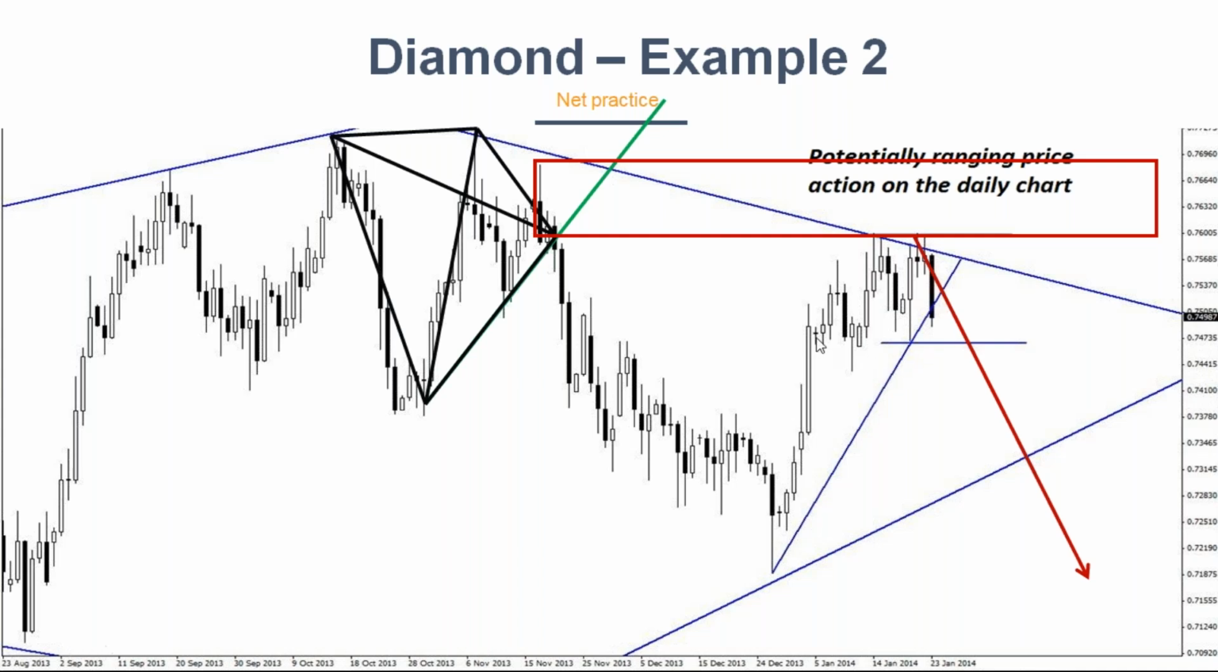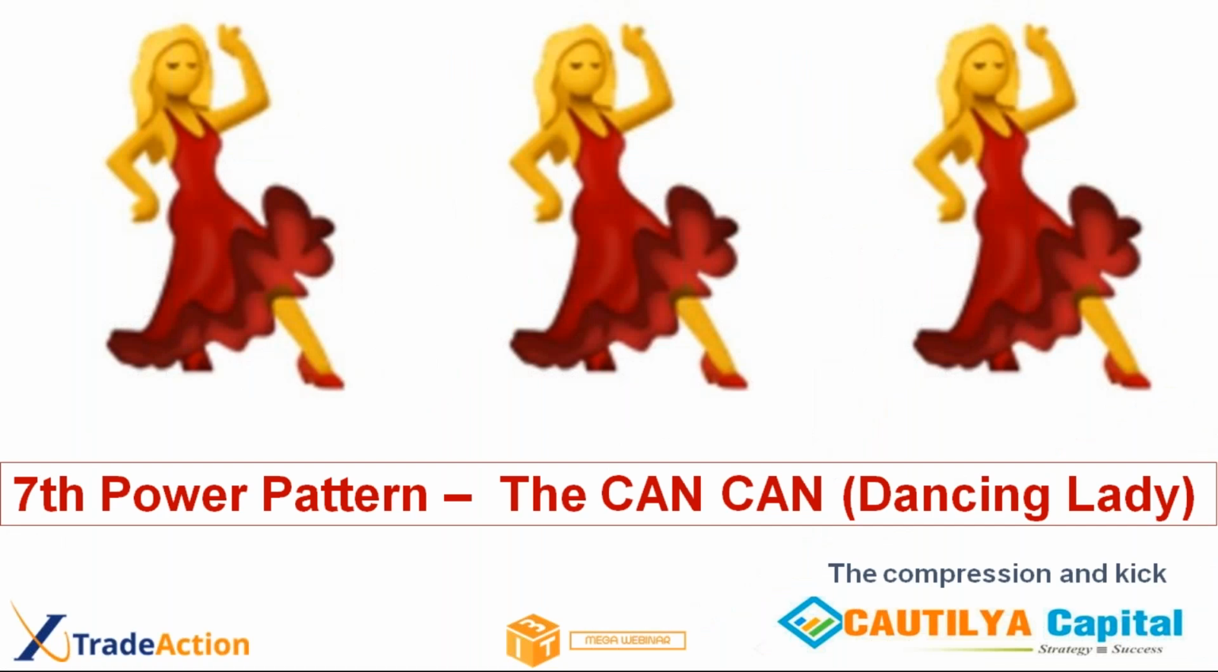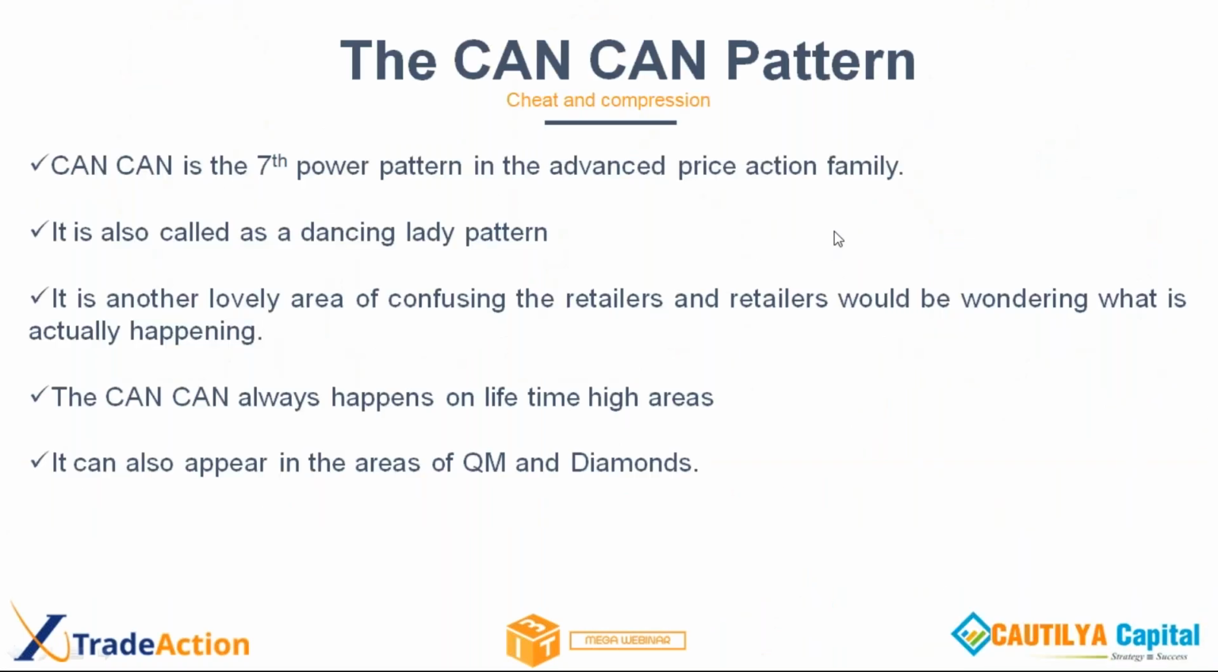Now can can. The can can is also called a dancing lady, and it is the seventh power pattern in the total price action journey, and we call this compression and kick pattern. So it is the seventh pattern. Now don't get confused, remember the fact: can can and dancing lady are both the same. They are synonyms. It is another lovely area of confusing retailers, and retailers would be wondering what is actually happening.